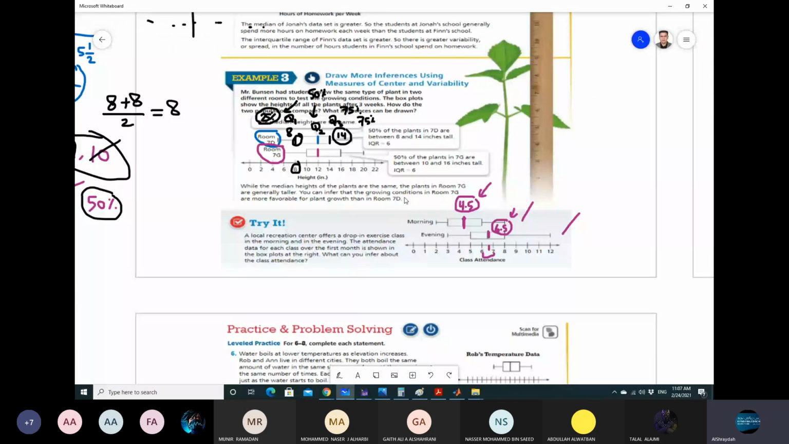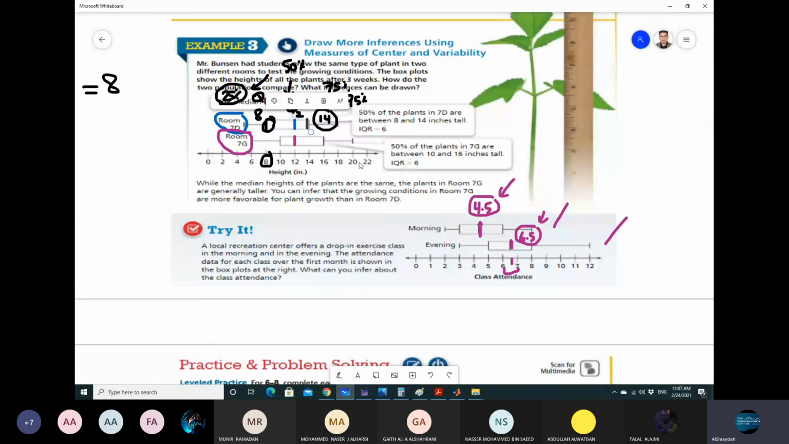The distance from this point to this point gives you the IQR, and here we have the same IQR. So while the median heights of the plants are the same, 12 for both data sets, and also the IQR is the same, here we have 6 and 6, you can infer that the growing conditions in room 7G are more favorable for growth than room 7D.